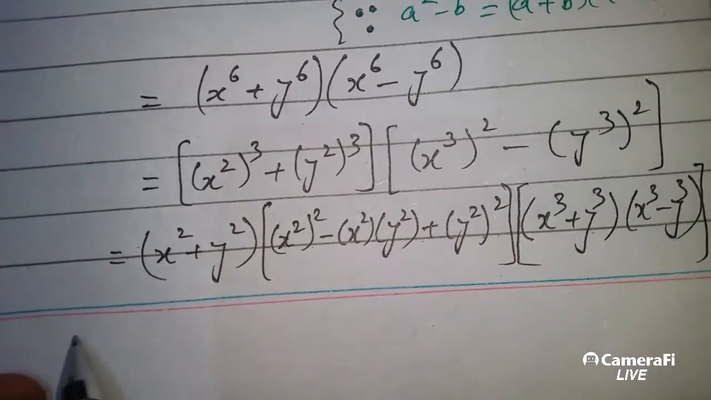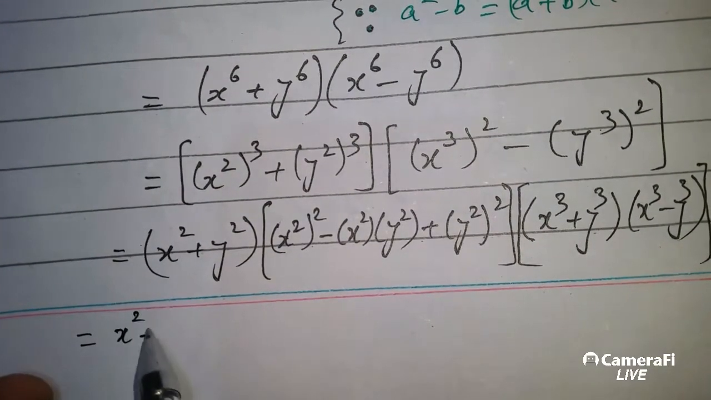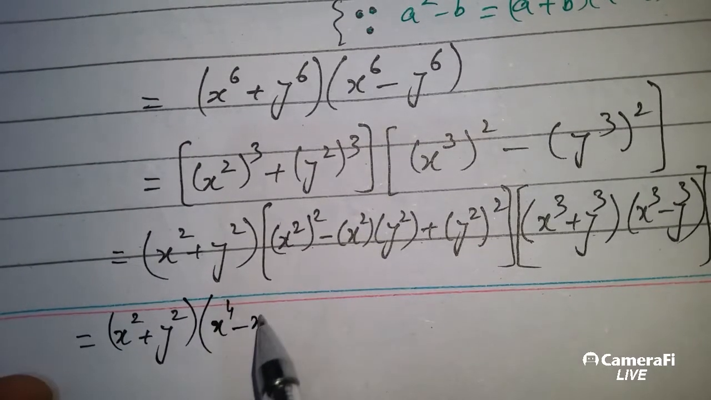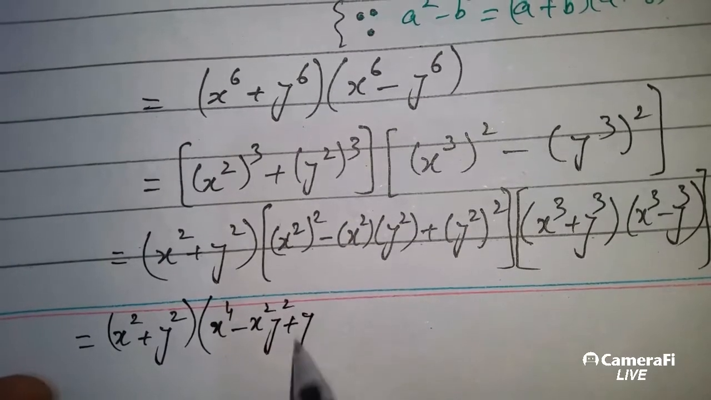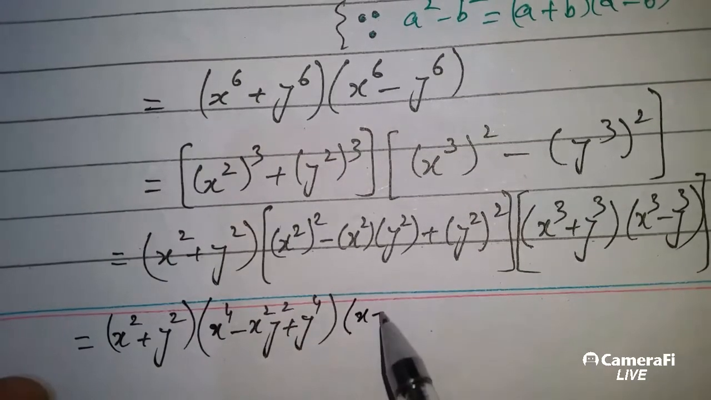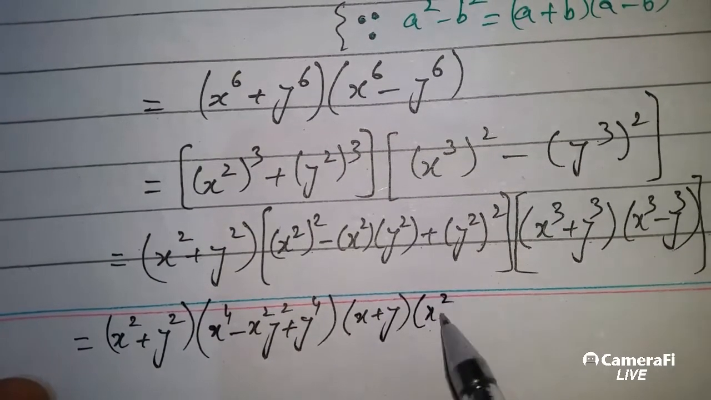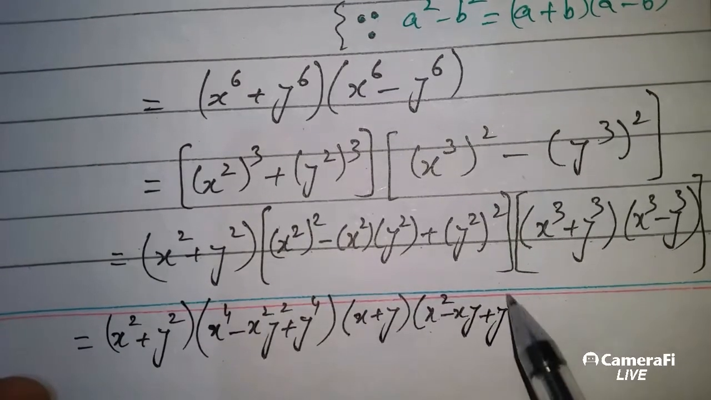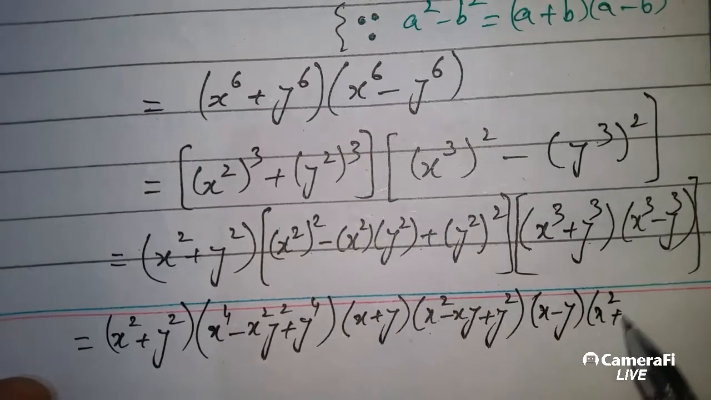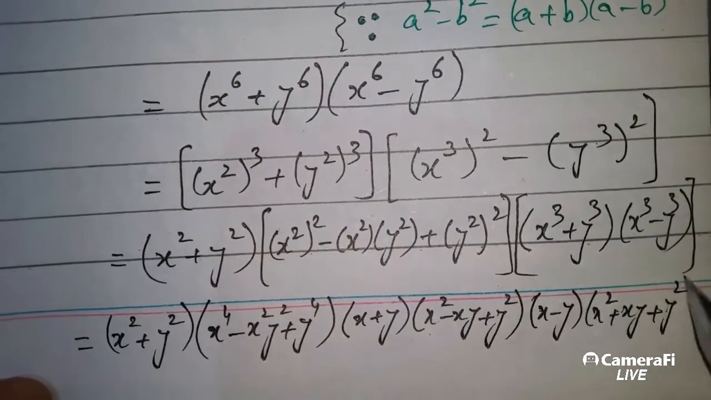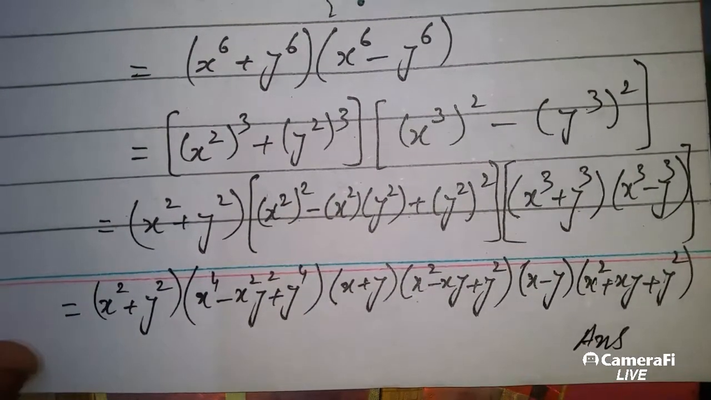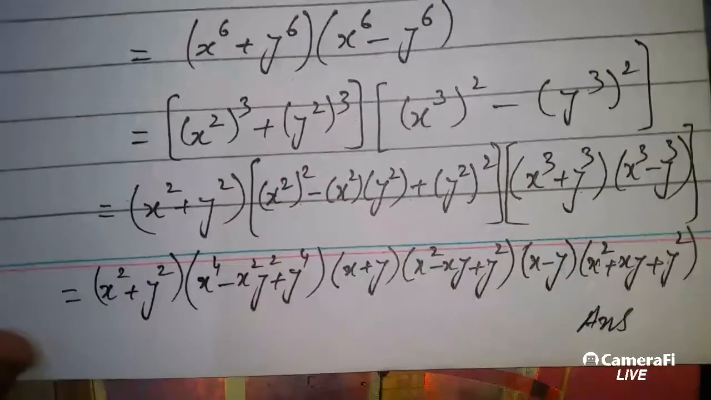Next is the simplification. X power 4 minus x square y square plus y power 4. Here again we can apply the formula of cubes. And that's it. We have applied all the formulas here.